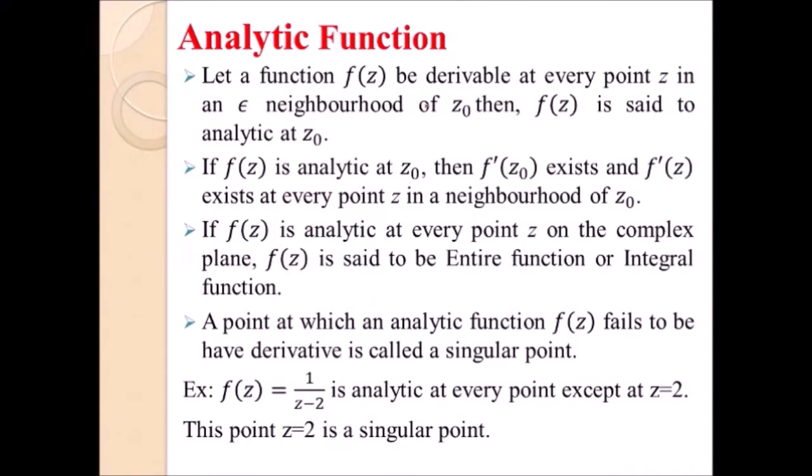Hi everyone, in this video we learn the different types of singularities. First we look into the analytic function. Let a function f of z be derivable at every point z in the epsilon neighborhood of z naught, then f of z is said to be analytic at z naught.